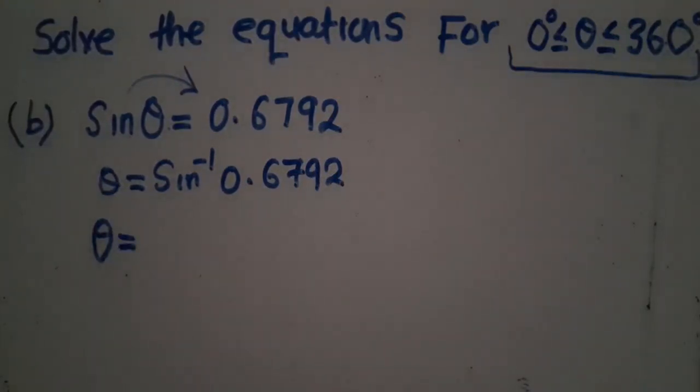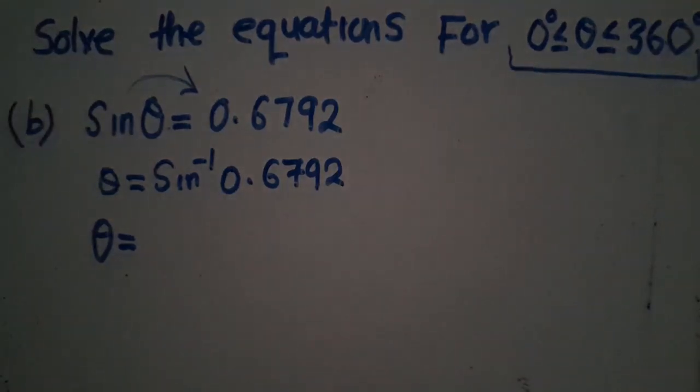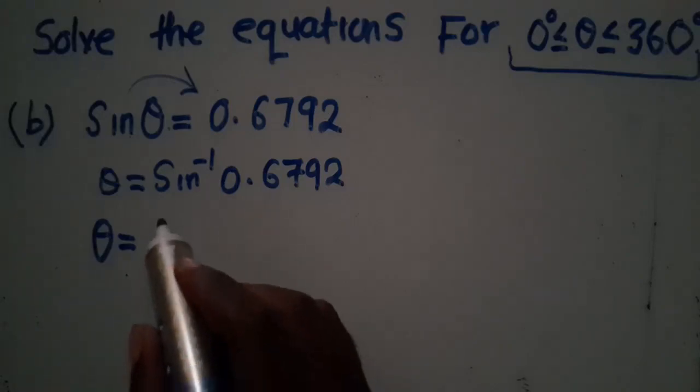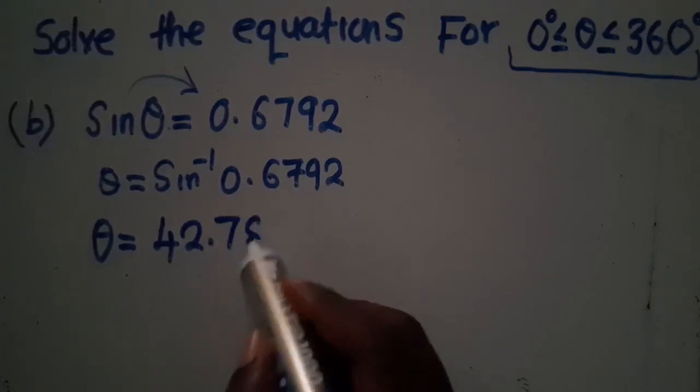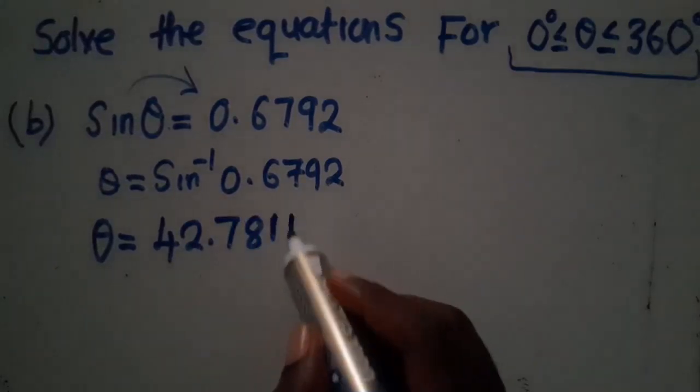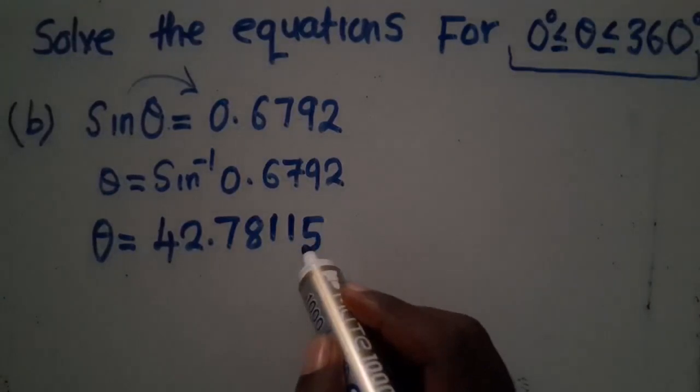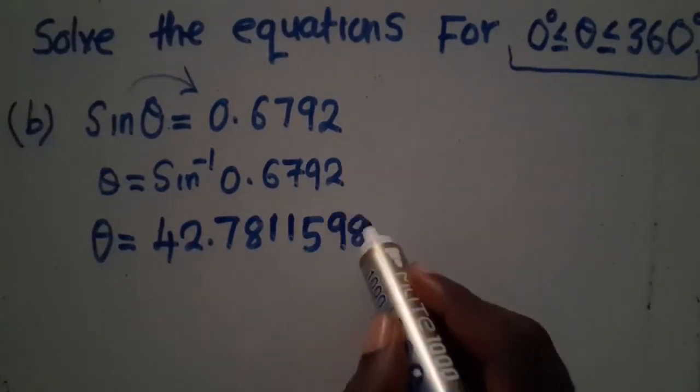On your calculator, you press shift or second function, depending on the calculator you are using, then sine inverse of 0.6792. What answer are you having? You are going to have this answer, 42.78115981.